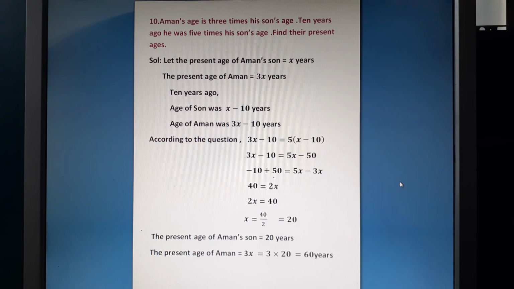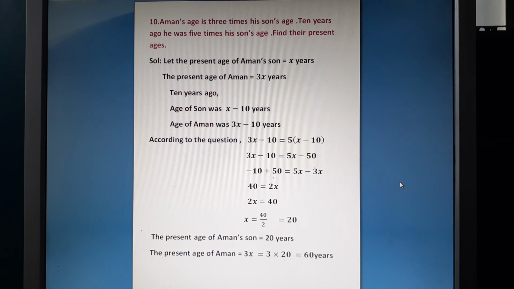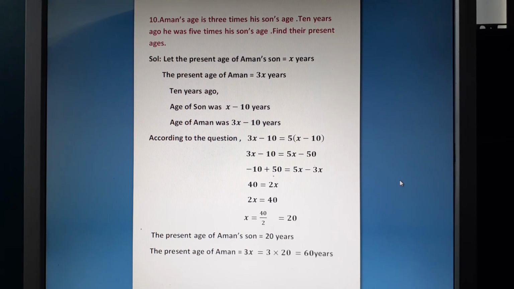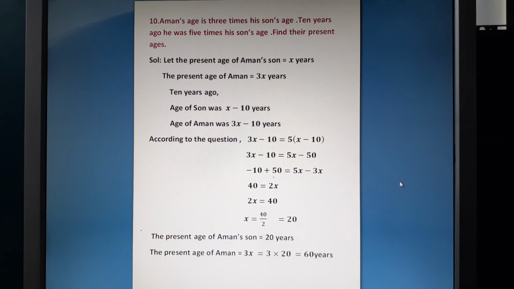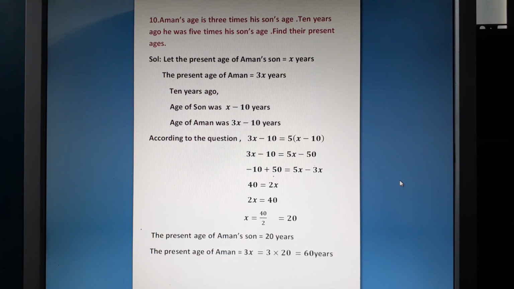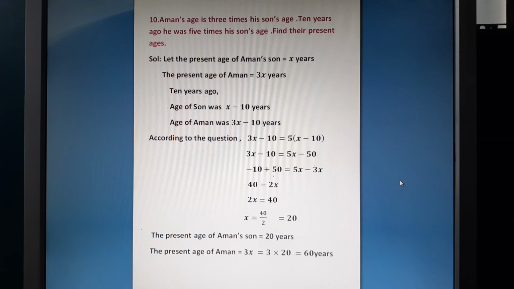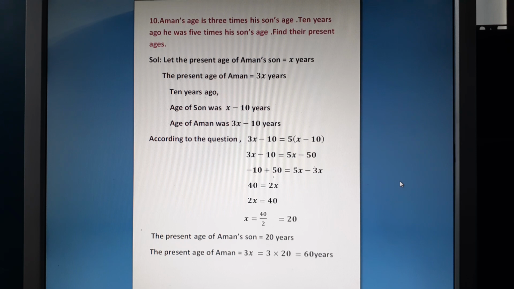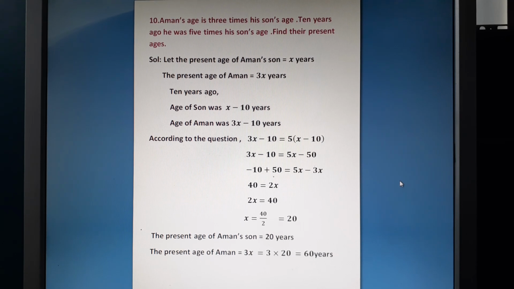10 years ago, the age of the son was x minus 10 years, because 10 years ago we subtract 10 from x. x is the present age of Aman's son. So the age of the son was x minus 10 years. In the same way, the age of Aman was 3x minus 10 years. According to the question, 10 years ago, he was 5 times his son's age.